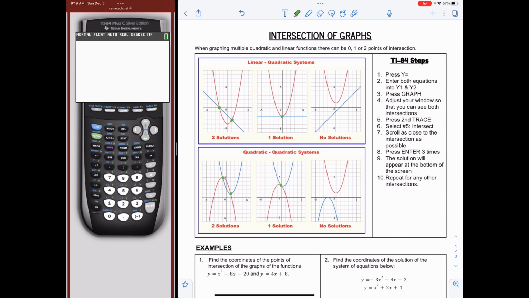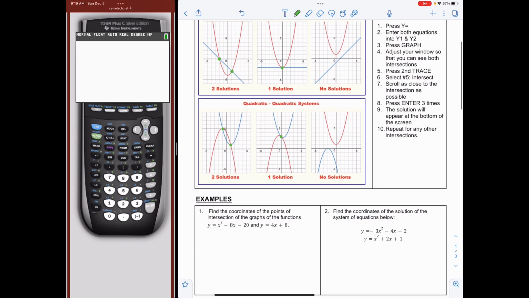Once you have your window adjusted and you can see all of the points of intersection, you're going to press second trace, and then go to number 5, which tells the calculator to find the intersection. Then scroll as close to the intersection as possible, and press enter 3 times. Your solution or intersection will appear at the bottom of the screen. You will then repeat that for any other intersections that you have. So let's look at 2 examples.